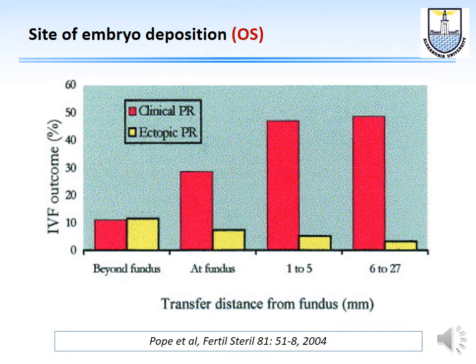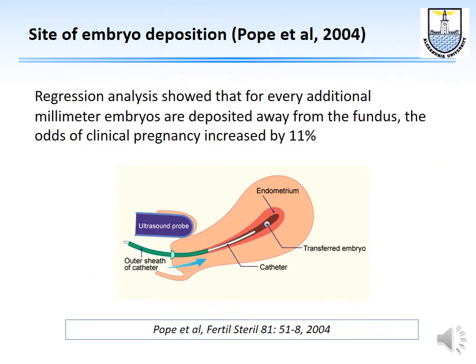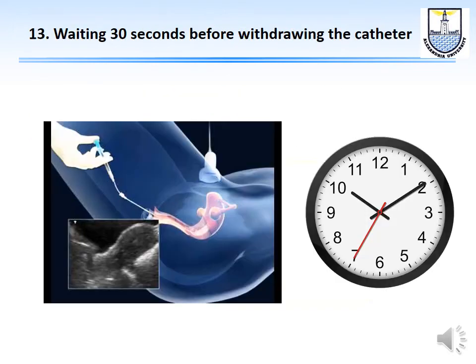The same was done by Pope from Italy, and what they have also found is that with each millimeter you stay away from the fundus, you increase your success rate, your clinical pregnancy rate, by 11%, at least according to their study.